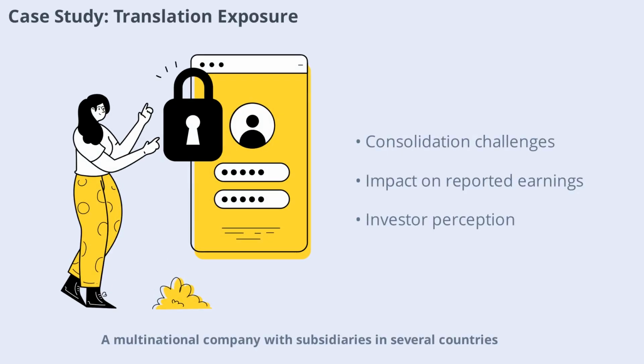A multinational company with subsidiaries in several countries must consolidate financial statements in its home currency. If the value of foreign currencies falls, the translated value of overseas assets and profits decreases, even if local operations remain unchanged. This can affect reported earnings and investor perceptions, underlining the importance of managing translation exposure.